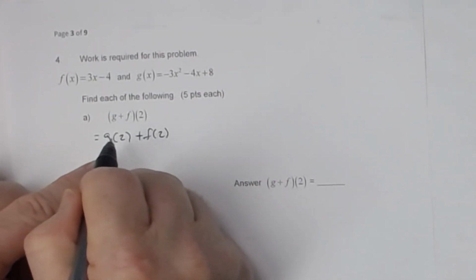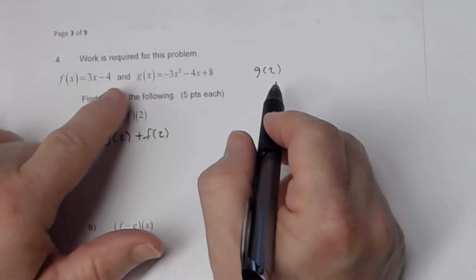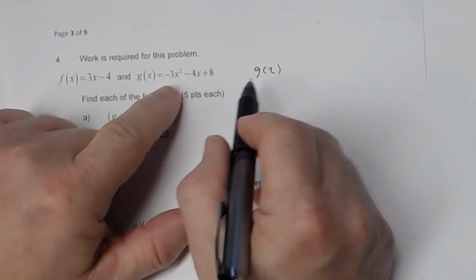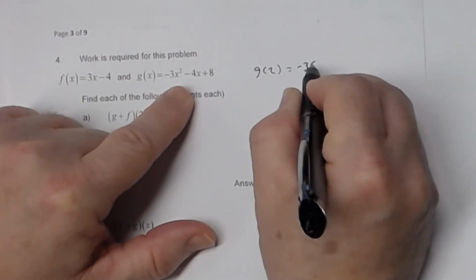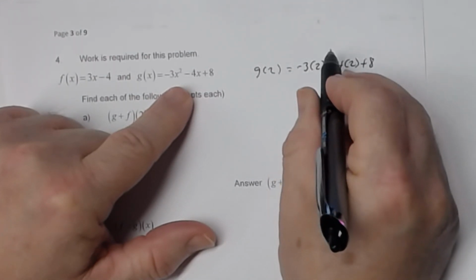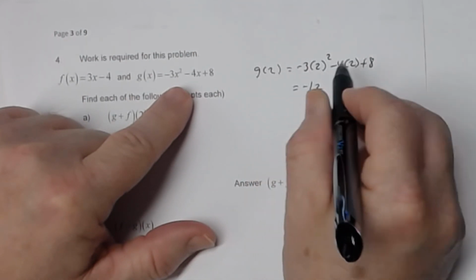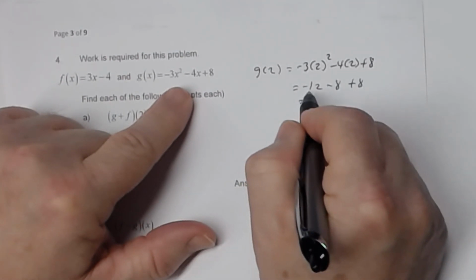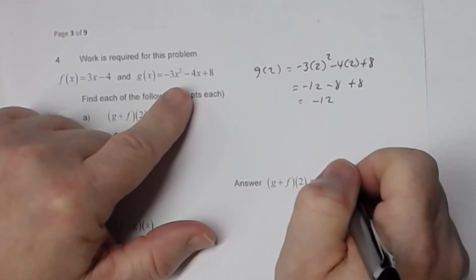And so now I'm going to go and find each of these. So g of 2 means I go to my function g, so make sure you're using the right one. And wherever you see the variable x, you're going to substitute 2. So I'm going to go to this quadratic function here. That's g. So I get negative 3 times 2 squared minus 4 times 2 plus 8. All right, order of operations, 2 squared is 4. 4 times negative 3 is a negative 12. Negative 4 times 2 is a negative 8, and then plus 8. And so when you add these up, you're going to get a negative 12. So g of 2 is a negative 12.